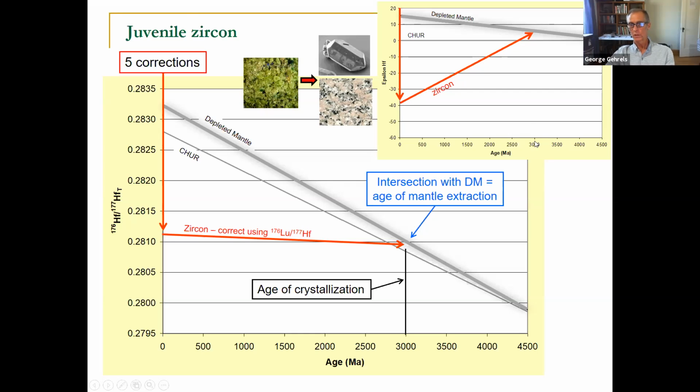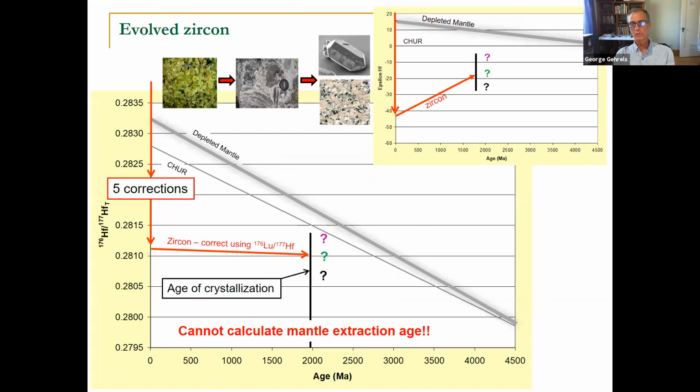Well, that's a cool story. 3 billion years ago, we had extraction of magma from the crust, and that zircon records that mantle extraction process. Well, unfortunately, that doesn't happen. I would say maybe 10% of our analyses sit on top of DM, and usually they sit off somewhere like down here, down in the middle of Epsilon space.